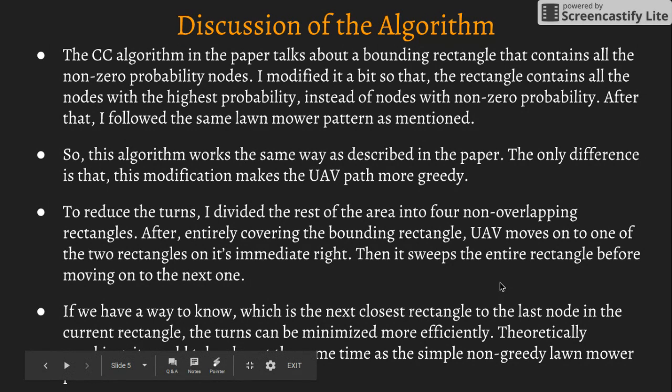Theoretically speaking, it would take almost the same time as the simple non-greedy lawnmower path. This is one way to reduce the number of turns.